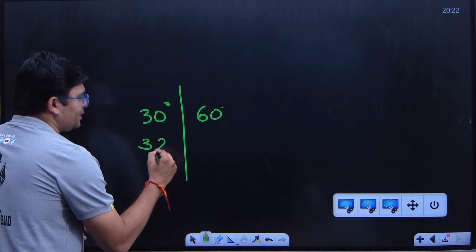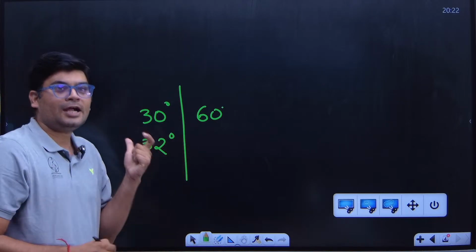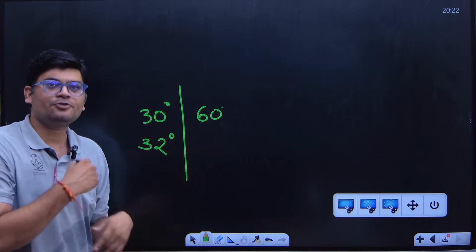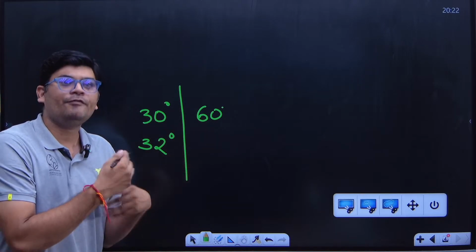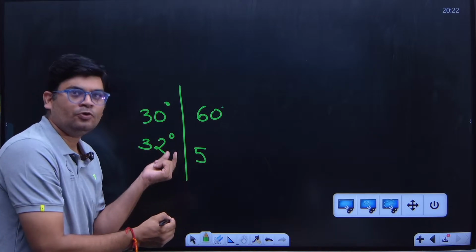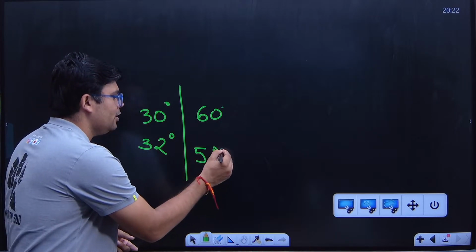So suppose I say 32 degrees. As soon as you hear 30, you have to make it 80. So what should be added to 30 to make it 80? 50. So you will say 50, and the 2 you have to make 10. So you will say 58. Alright.